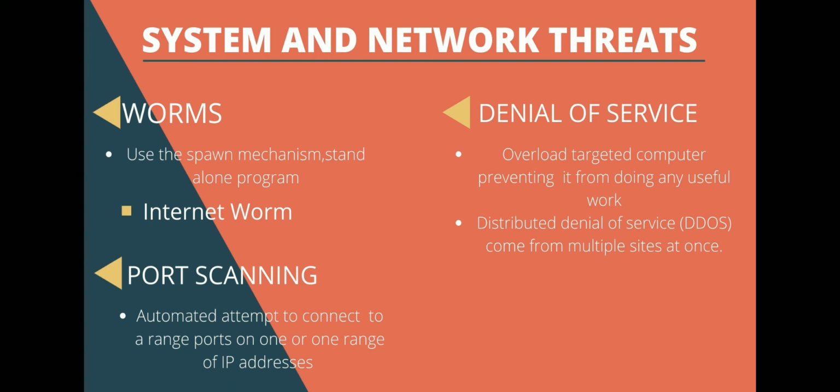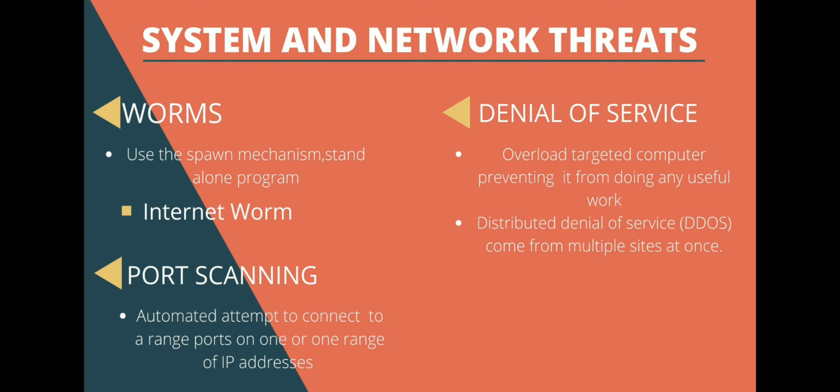System and network threats. There are three types of system and network threats. First is the worm. It uses a spawn mechanism and is a standalone program. A worm is another piece of malware like a virus, intended to cause damage, but it differs from a virus because it does not need any kind of host. A very good example of a worm is the internet worm.